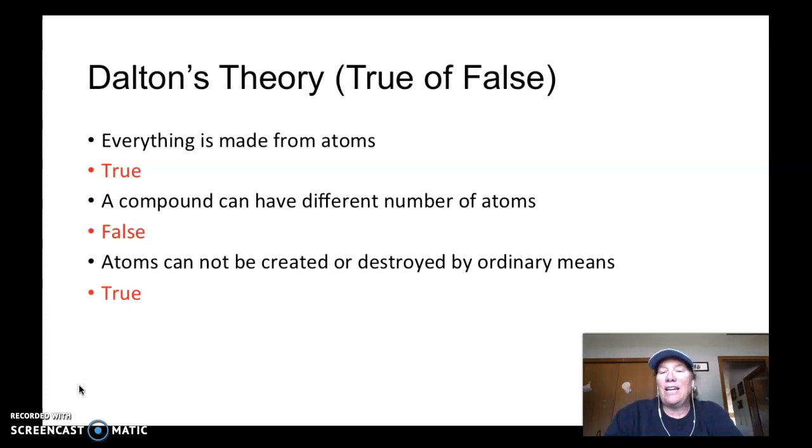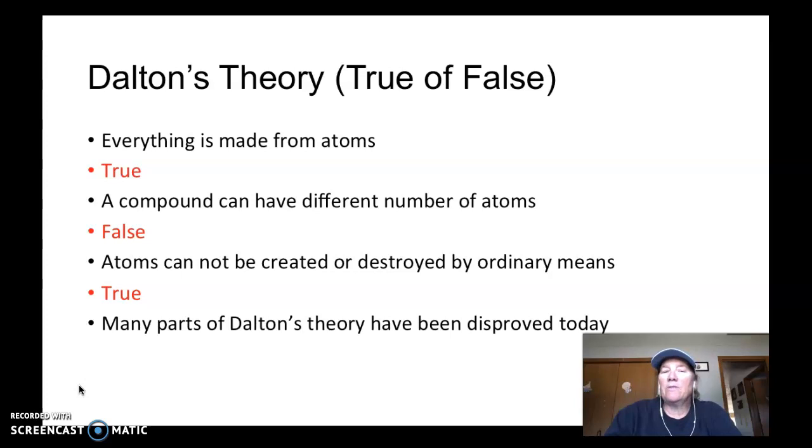They've had to change it a little bit because we do have extraordinary means. We do have nuclear. But at the time that Dalton wrote this, nuclear wasn't in there, and he was right if you go by just normal chemical changes, not extraordinary ones like nuclear.